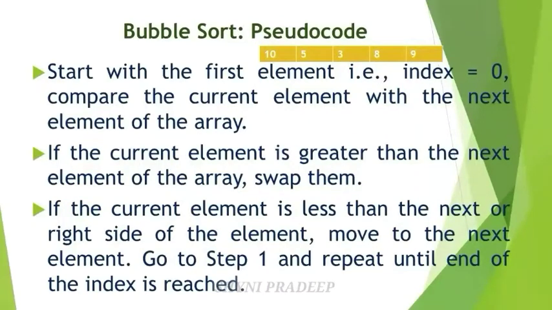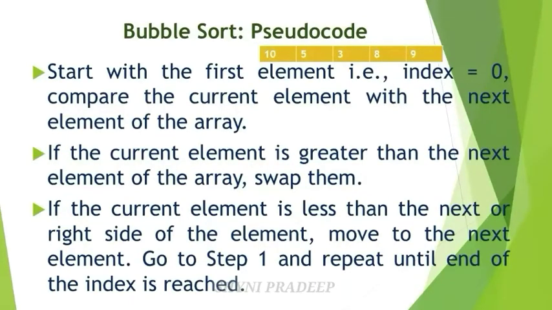Next, you have to take the next two elements and compare them. After that, check whether the elements are sorted or not. If the elements are not sorted, again repeat the same procedure from the beginning. Again and again repeat the same process until all the elements in that array are sorted. This is the pseudocode of the bubble sort algorithm.